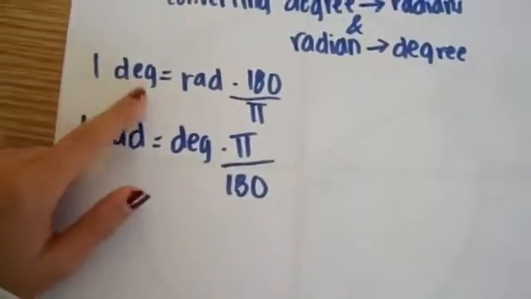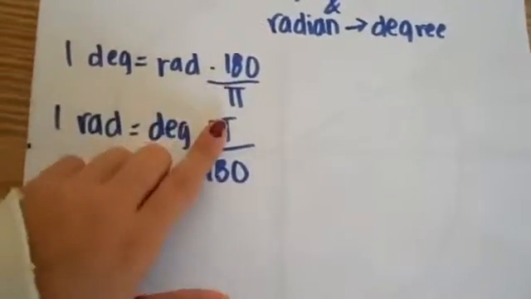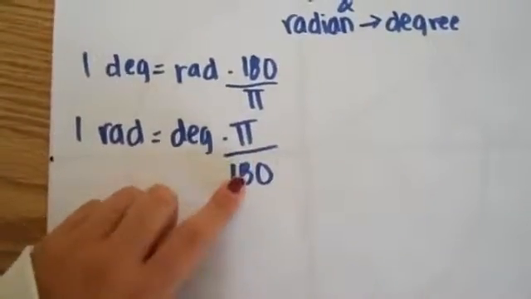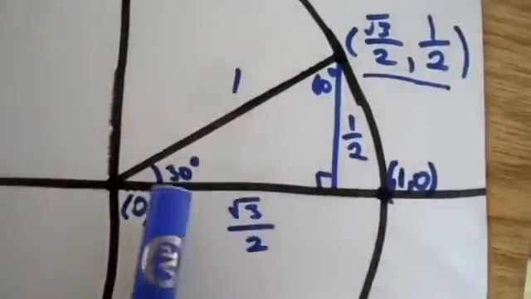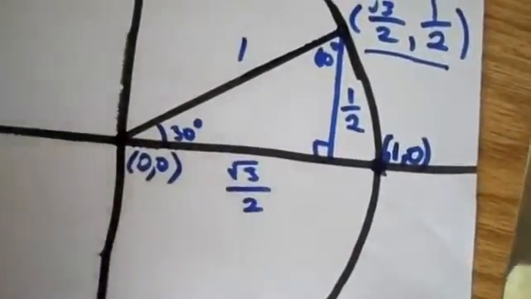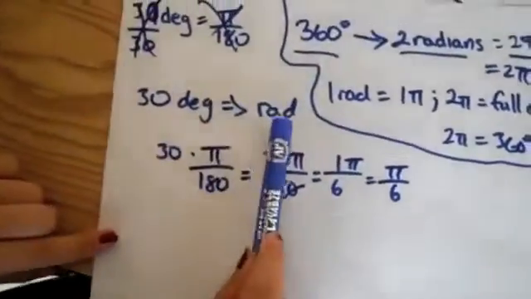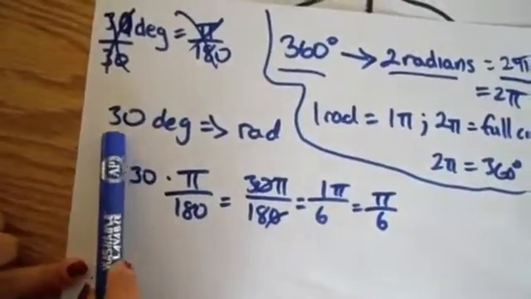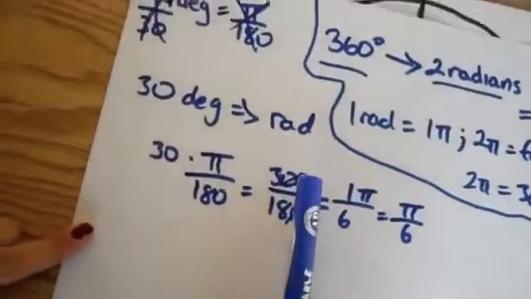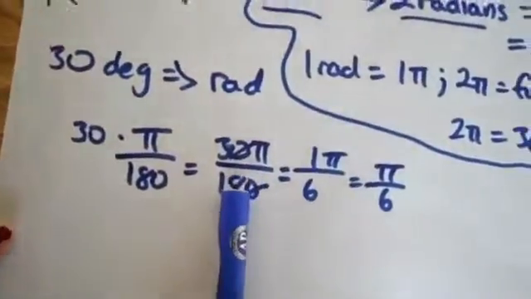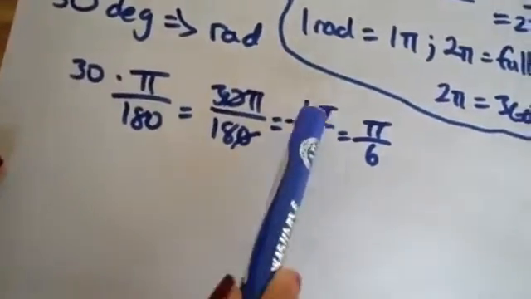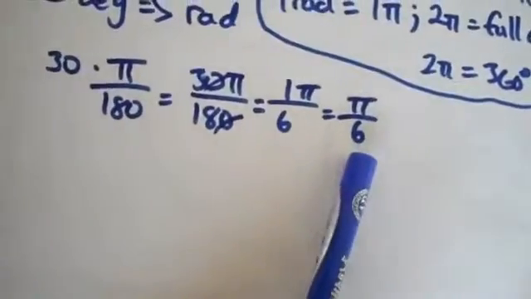So 1 degree equals radians times 180 over pi, and 1 radian equals degrees times pi over 180. For example, in a circle, this triangle right here is a 30, 60, 90 triangle. To solve from degrees to radians, you put 30 times pi over 180 equals 30 pi over 180, which simplifies to pi over 6.